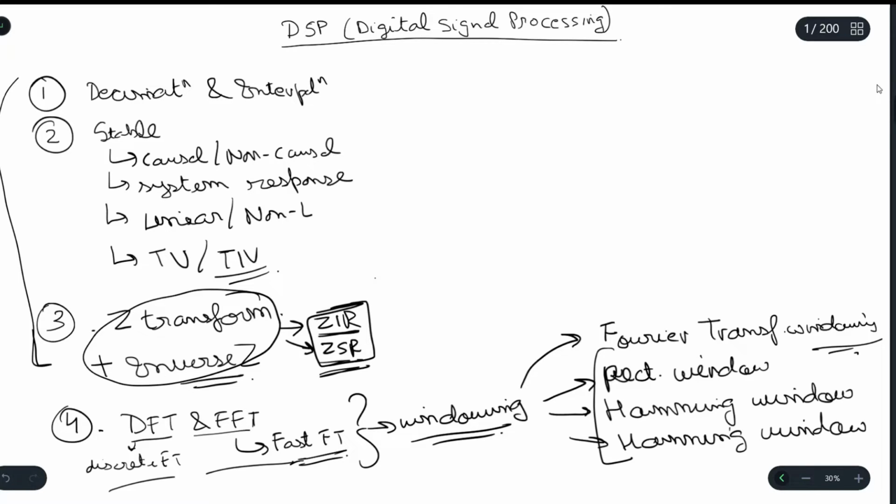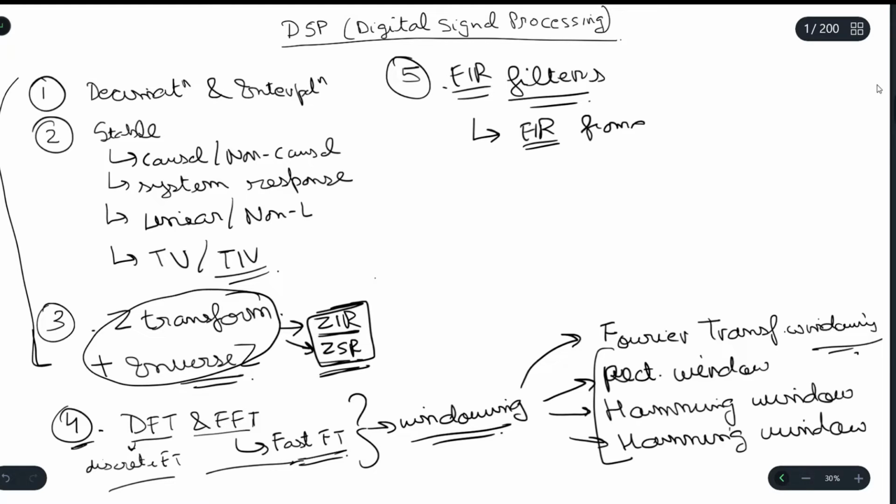So this is what we will be doing in our fourth part, and now we will be discussing what we will do in the fifth part. Now in the fifth part, we will be seeing the FIR filters. That what are FIR filters? That is, we will first of all see how to draw an FIR filter from difference equations.